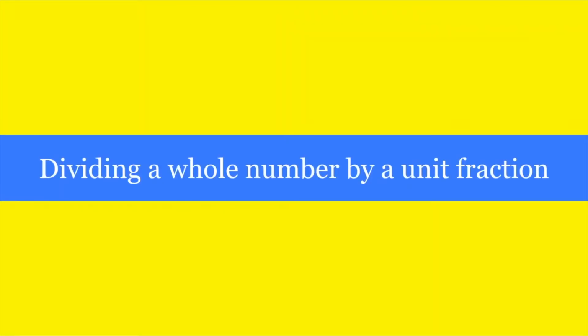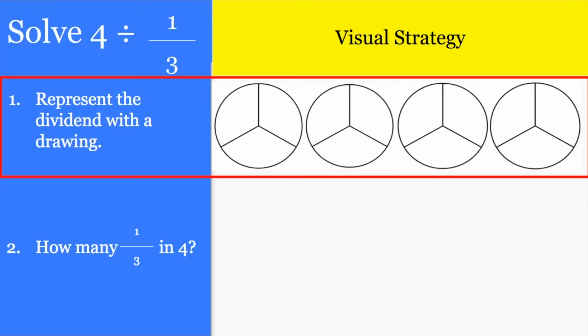Let's begin by dividing a whole number by a unit fraction. So let's solve 4 divided by 1/3 using the visual strategy. Now, step 1 says represent the dividend with a drawing. Just to remind you, in this problem, the 4 is the dividend and 1/3 is the divisor. So we're going to represent the 4 with a drawing. As you see here, I've drawn 4 circles. We're going to divide it into 3 equal parts because our divisor is 1/3.